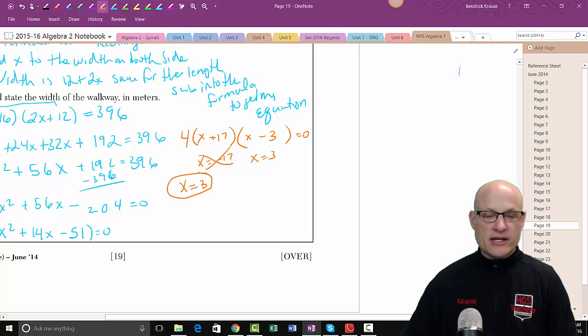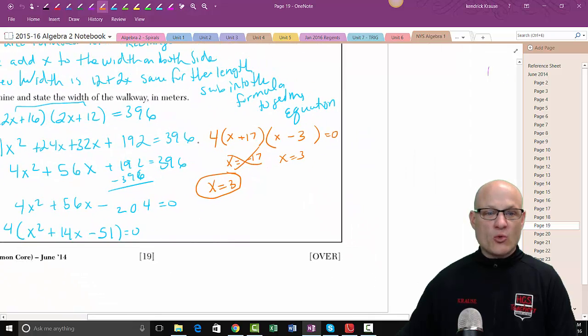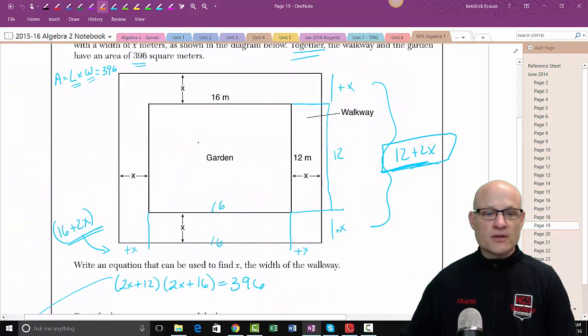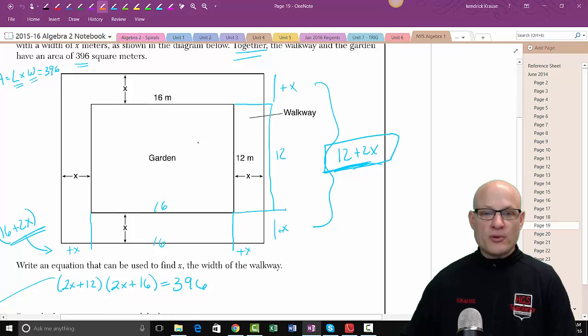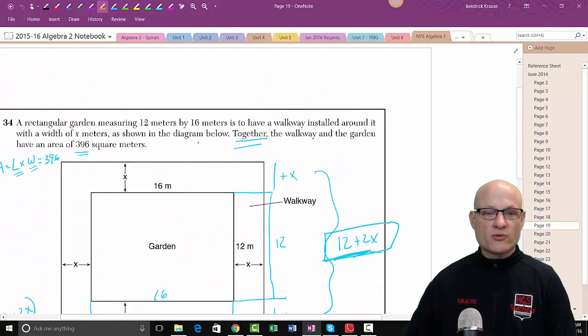But I'm not done yet, kids. It said determine and state the width of the walkway in meters. So the width of the walkway was 12 plus 2x. It did say the width was originally 12, right?